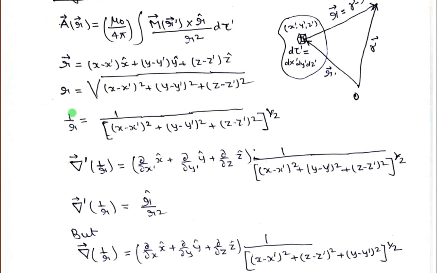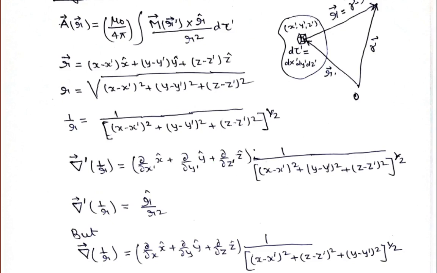Now this 1 upon r is a scalar quantity, and it is a function of two sets of coordinates: the x, y, z coordinates and the x prime, y prime, z prime coordinates. So take the gradient of 1 upon r with respect to the prime coordinates. Del prime means del upon del x prime, x unit vector, plus del upon del y prime, y unit vector, plus del upon del z prime, z unit vector.